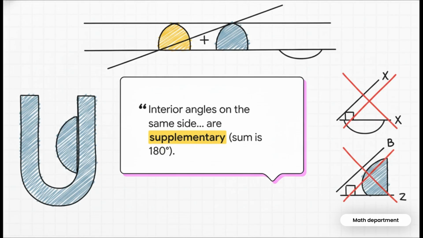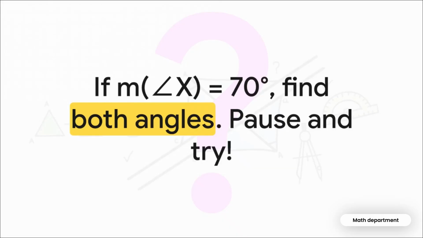Many students make a huge mistake by thinking supplementary means 90 degrees, or they accidentally assume same side interior angles are just equal like the others. Remember that U shape we talked about? They stack together to make a flat line's worth of degrees, which is strictly 180. No exceptions. Let's test this out with a real example right here on our notebook.